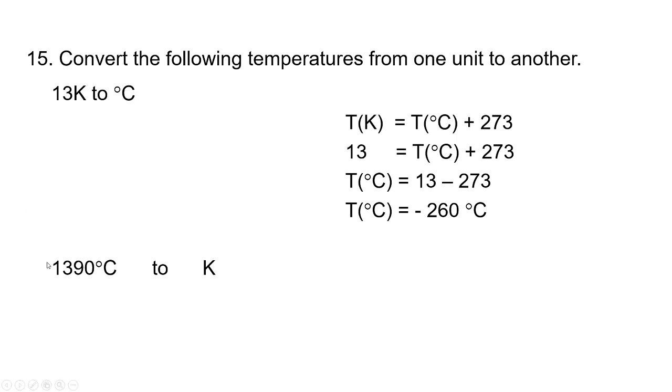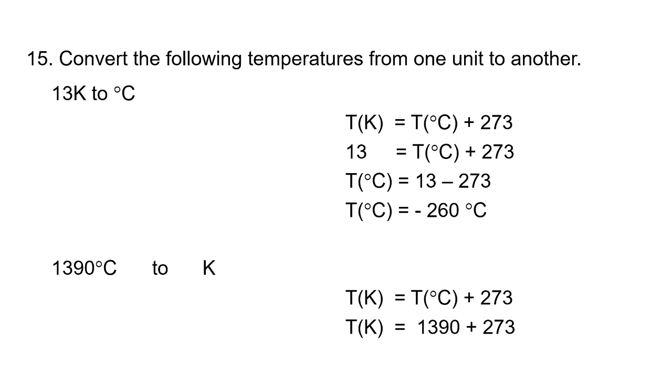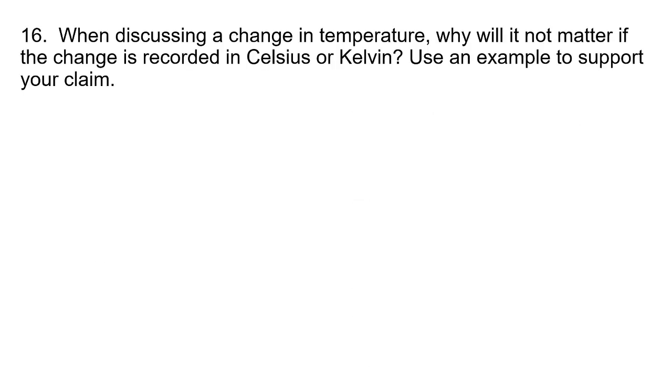Same thing is what I'm going to do here for the next one. I have 1390 degrees Celsius, and I want to convert that to Kelvin. So again, set up my formula, plug in my Celsius there, add it to 273, and my temperature in Kelvin is 1663 Kelvin. Number 16.